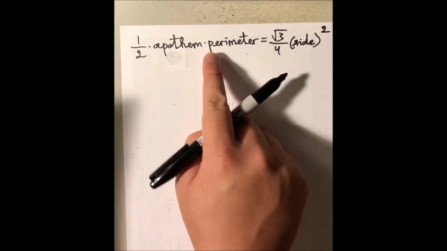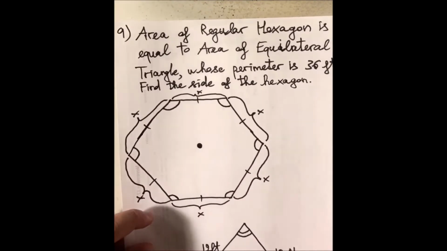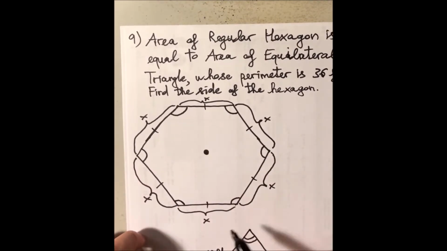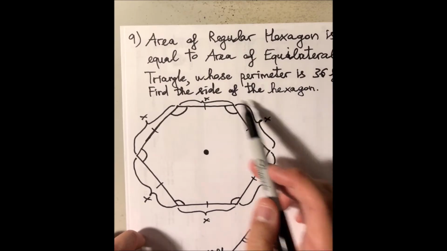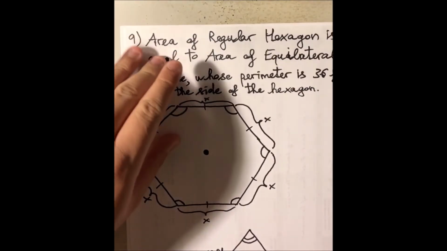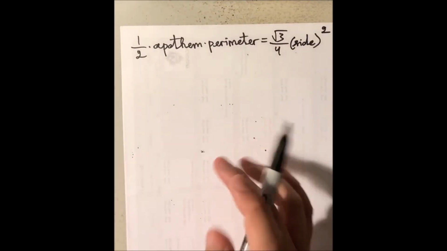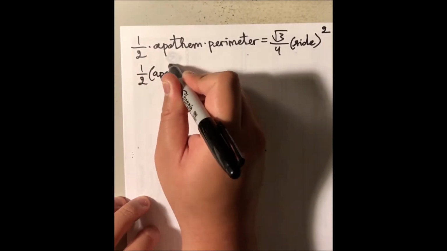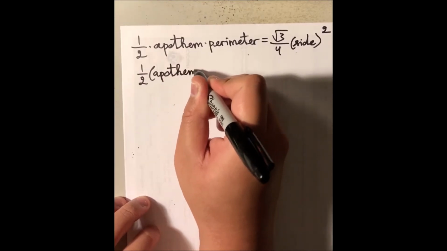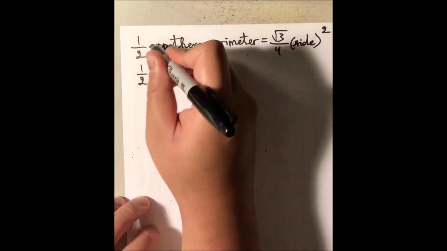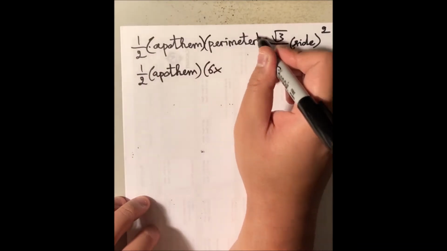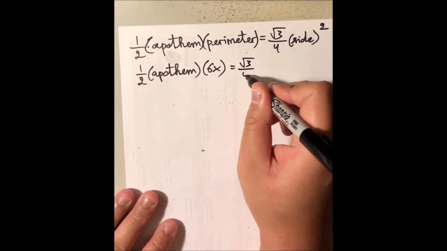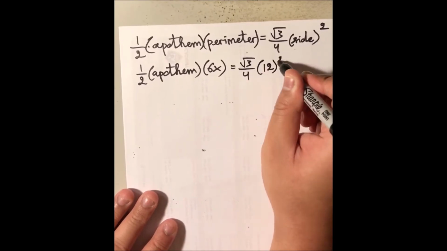Now for the perimeter of the regular hexagon, to find the perimeter of any polygon, just add all the sides together. So we got x plus x all the way around. That's going to give us 6x. So that means we are going to have 1/2 multiplied by the apothem multiplied by 6x, equal to square root of 3 over 4 times 12 squared.